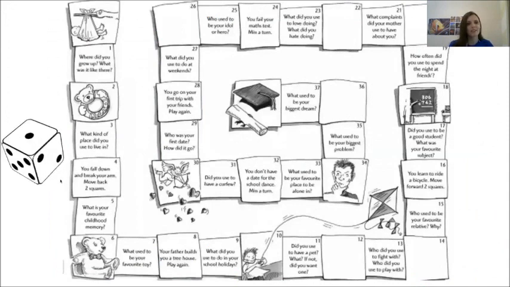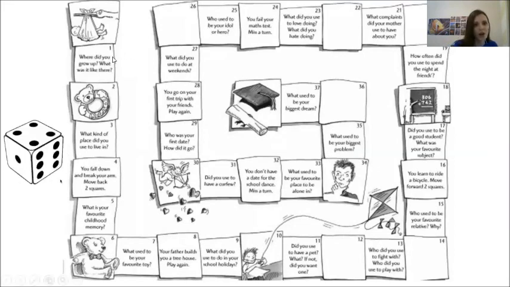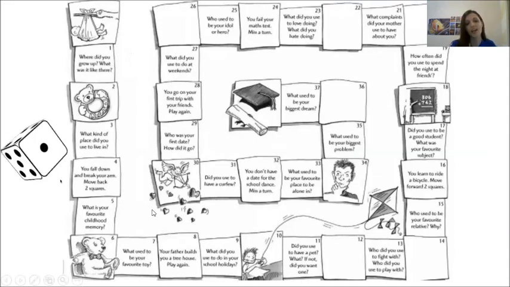Now, let's see. We are casting the dice, and it's number 5. And we can count 1, 2, 3, 4, 5. What is your favorite childhood memory? And one of the students can answer, for example, my favorite childhood memory is to play outside till late evening.